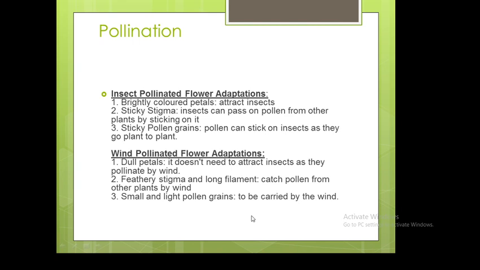So we took today the structure of the flower, and we said the function of each part, and we said the types of pollination and their characteristics.